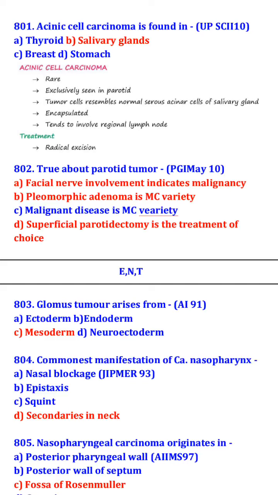Acinic cell carcinoma is found in salivary glands. What is true about parotid tumor? Facial nerve involvement indicates malignancy. Pleomorphic adenoma is most common variety. Superficial parotidectomy is the treatment of choice.